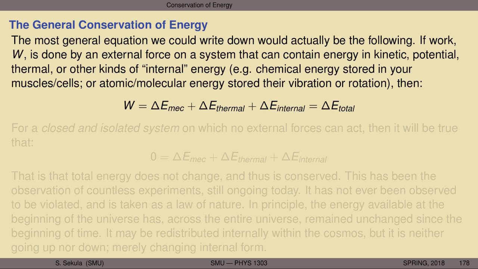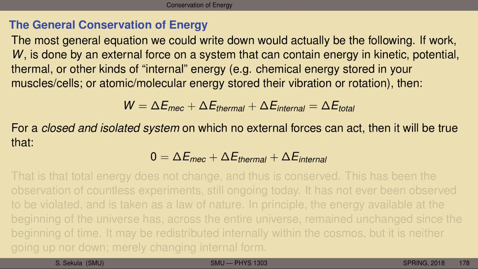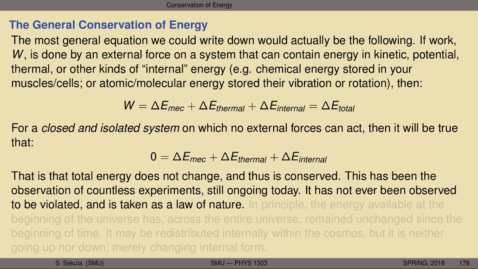Now, for a closed and isolated system, which we started with in this whole conversation, which we will now return to, closed and isolated means there are no external forces that can reach into the system from outside and act. Then it will be true that the work done by external forces is zero, and thus the sum of the changes in mechanical, thermal, and internal energy must be zero. That is to say, in a closed and isolated system on which no forces can act, the total energy in that system doesn't change. It may move from one form to another. A loss of mechanical energy may represent a gain in thermal energy, but in net, the total energy will not change and is thus conserved. Delta E total is zero in this case.